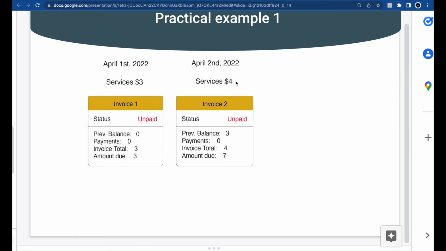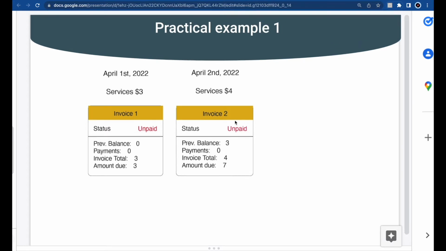Invoice total equals the amount of services used in this case, and the amount due will be calculated as the sum of previous balance and the invoice total minus payments. 3 plus 4 equals 7. The status of this invoice will also be unpaid. Okay, and now let's see what happens when the third invoice is generated.